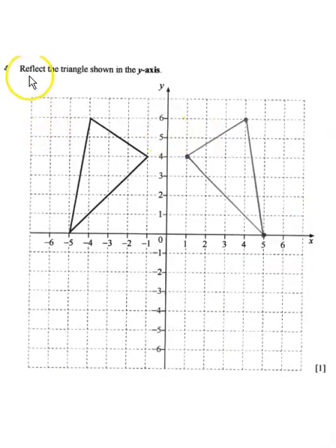So question 4 says reflect the triangle shown in the y-axis. So the y-axis is just this line here. And this is now your mirror line. So when we look at this triangle here, we start on the mirror line and we count each point. So this from the mirror line to this one is 1. So we count 1 here and draw our little point. From here it's 1, 2, 3, 4. So we've got 1, 2, 3, 4 and draw a little point. And then from here it's 5 across. So it's 5 across and draw a little point. And we connect it up with those lines.